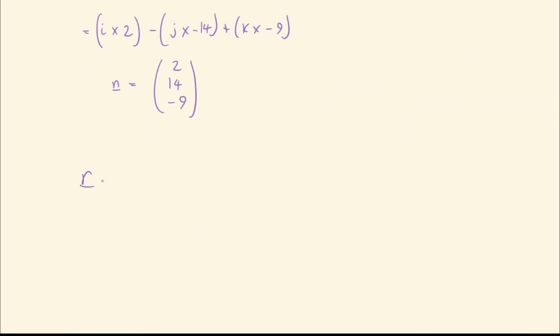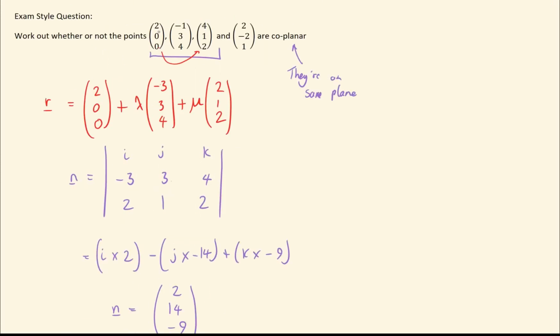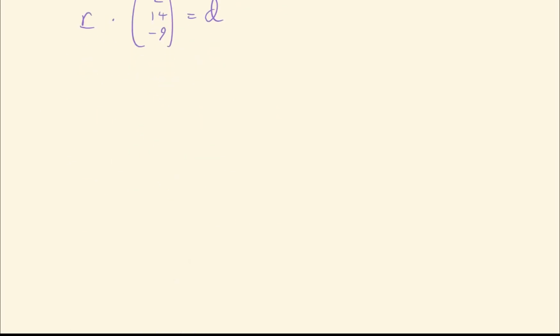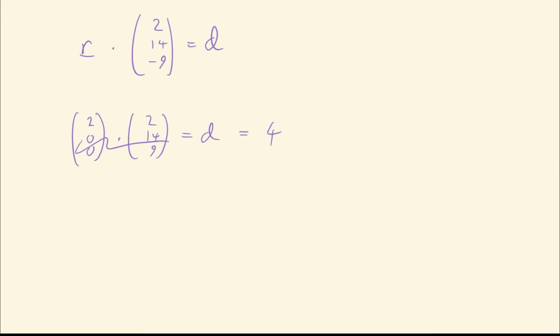So the form is now going to be r dot (2, 14, minus 9) equals d. We know it went through the point (2, 0, 0). So (2, 0, 0) dot (2, 14, minus 9) equals d. These terms both vanish, which means that d must equal 4. So we now have the other equation for the plane, but that's so much more useful for solving questions. Okay, let me copy that and drag it up.